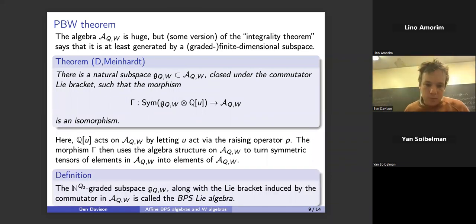And so we define this N^{Q_0} graded subspace. We call it the BPS Lie algebra.